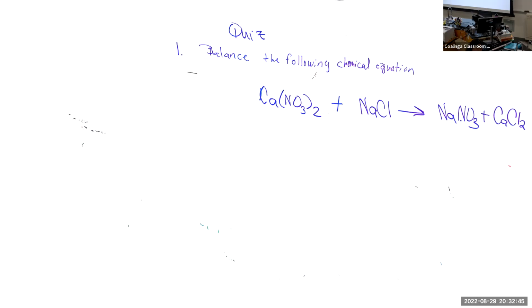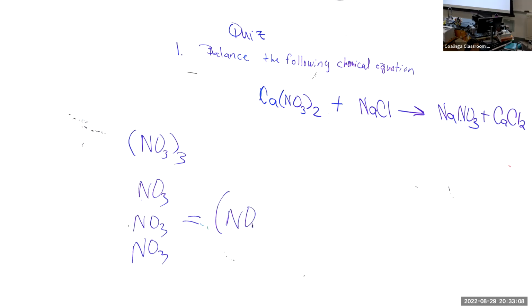So anytime you see something in parentheses with a 3, this tells me I have 3 copies of everything that's in parentheses. So this equals the same thing as writing it all out. It's the exact same thing, but it takes too much room to write this all out. So in this case, how many nitrogens do I have?